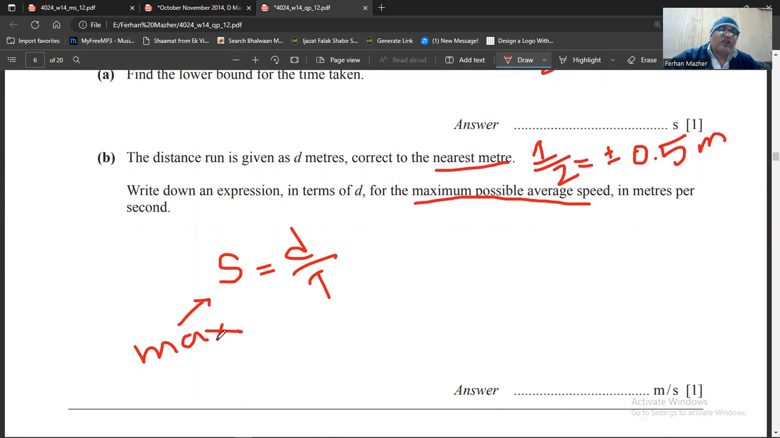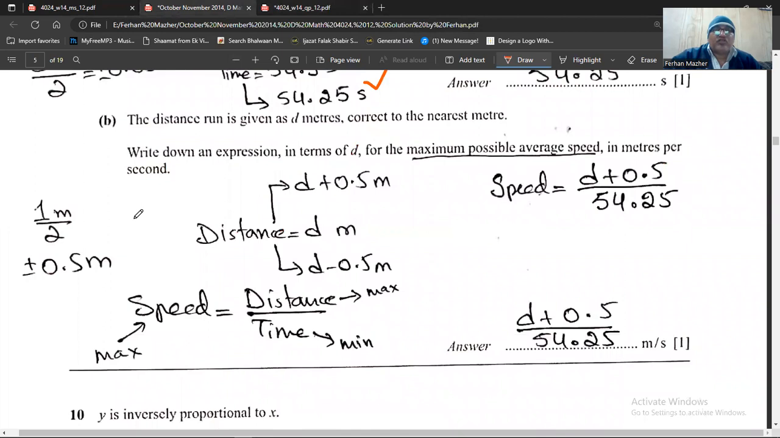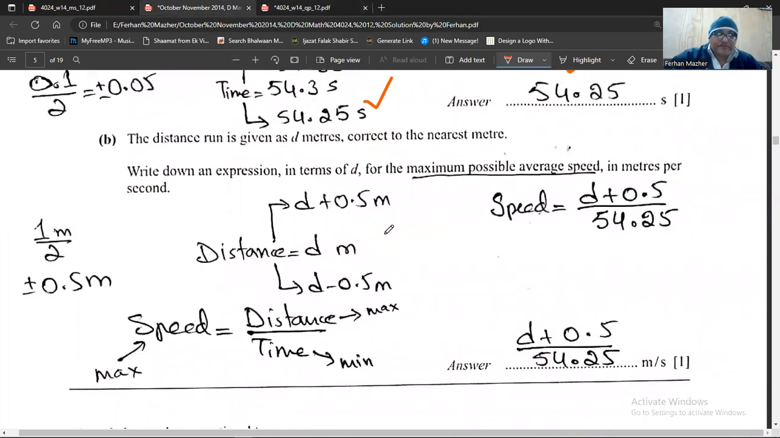Okay. So if you want to find the maximum speed, that is distance divided by time, so the distance should be maximum, and to get the maximum answer from this division, the t value should be minimum. That's the idea behind this question. So let me show you. Here the distance is correct to 1 meter, so divide 1 meter by 2 and you get plus or minus 0.5 meter. The distance traveled is d meters, so add 0.5 to it and you get d plus 0.5 meter. The lower bound of the distance will be d minus 0.5 meter.